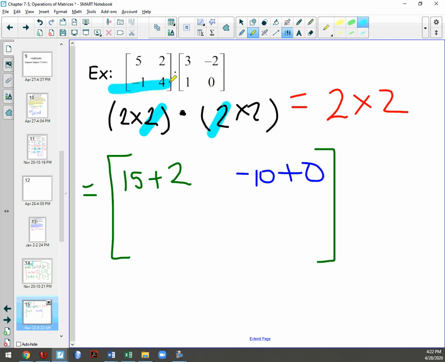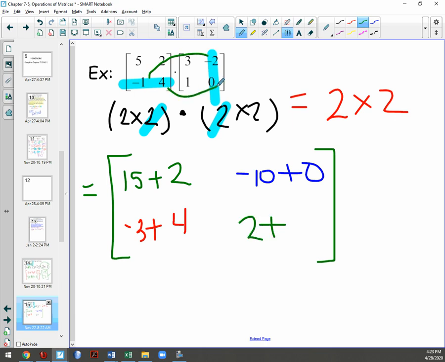And now I'm going to focus on row 2 with column 1, doing the exact same procedure. Negative 1 times 3 is negative 3, plus 4 times 1 is 4. Now I'm going to erase this. Now I'm going to go with row 2 with column 2. This is going to give me negative 1 times negative 2 is 2, plus 4 times 0 is 0.